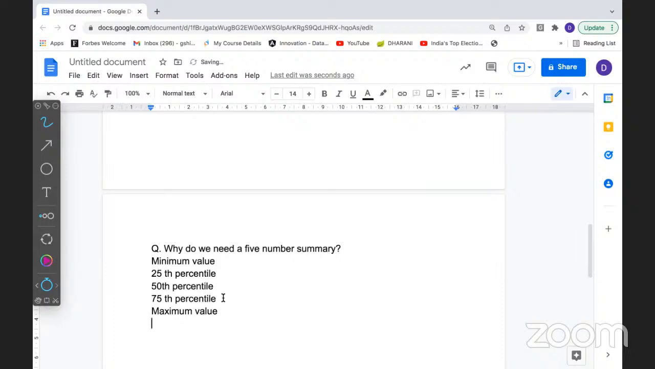How do you calculate this 5-number summary? You will calculate the 25th percentile of your data. The 50th percentile is Q2, which is the median of your data, and then the 75th percentile of your data. These values help us to describe things, and there is a function called the describe function, which will give you the entire summary.